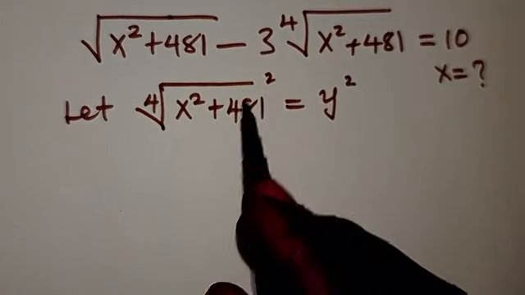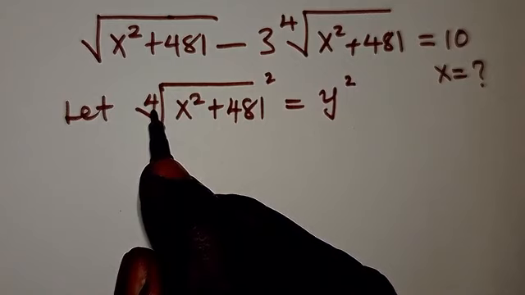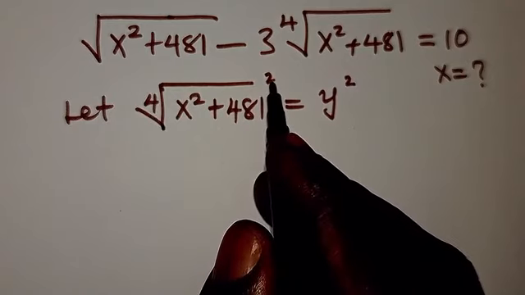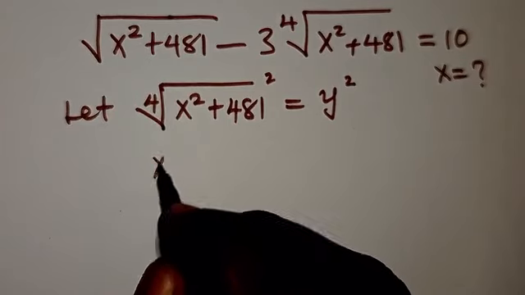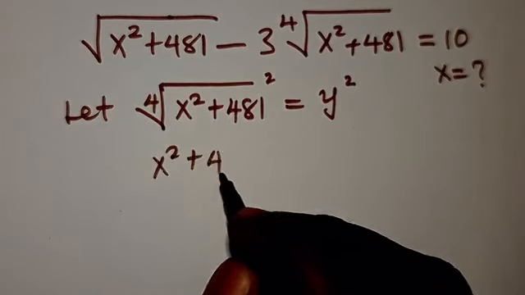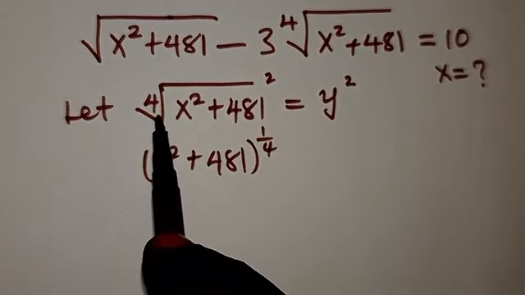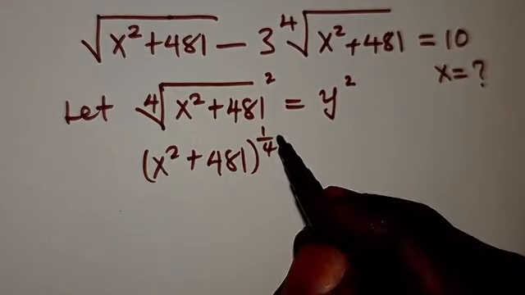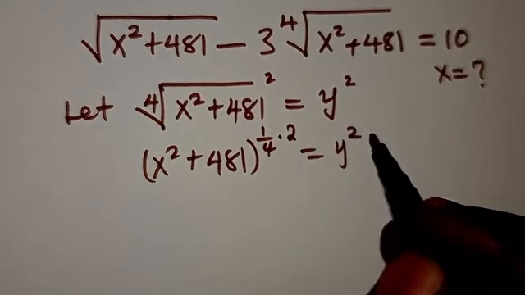You're going to have the fourth root here, right? So therefore this root and this power 2 cancel. What I'm saying is that we can write this as x squared plus 481 raised to the power 1 over 4. That is this root. I can write it like this. Then it's having the power here. Then we have y squared.